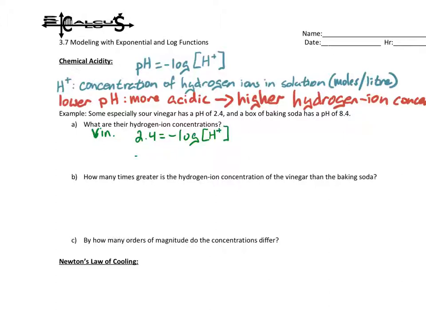So to solve this equation, I'm first going to divide by a -1, which gives me negative 2.4 equals log. Then that gives me a base of 10 to the negative 2.4 is going to give me my concentration. And if I solve that and put this in scientific notation, we get 3.98 times 10 to the -3.